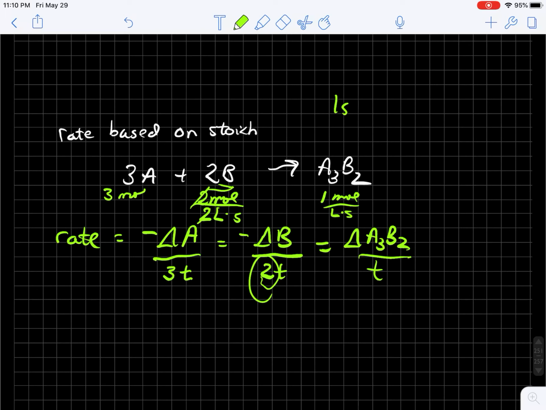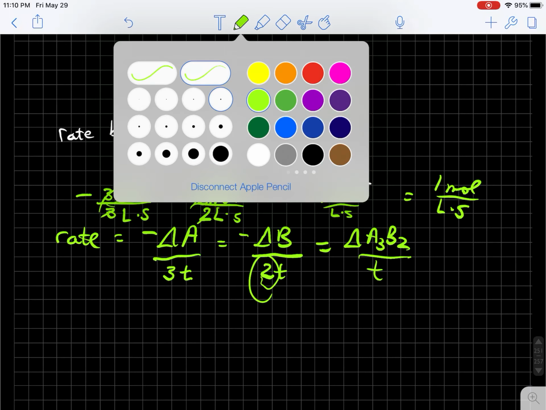Same thing here with A. We would have 3 moles of A that would disappear. Sorry, put the negative in front, it's disappearing, per liter second. So we would have to take the time here and put a 3 in front of it in order to get the 3's to cancel out. So again, our rate winds up being 1 mole per liter second, regardless of what we use to base that rate on. Now that's a hard concept. AP kids struggle with that concept a little bit. Here's another concept they struggle with.